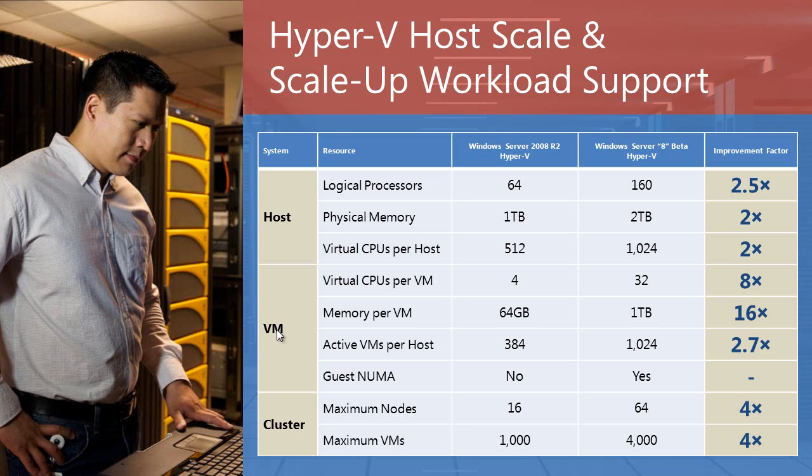But the real numbers, where it's really increased, are virtual CPUs per virtual machine, which used to be 4. Now we support 32 virtual CPUs per VM, and that's across multiple NUMA nodes. Memory per VM has gone from 64 gigs up to 1 terabyte per virtual machine. Active VMs per host has gone from 384 to 1,024, and we've now added support for GuestNUMA. With regard to clustering and high availability, the maximum nodes in 2008 R2 was 16, now it's gone to 64, and the maximum VMs per cluster has gone from 1,000 to 4,000.